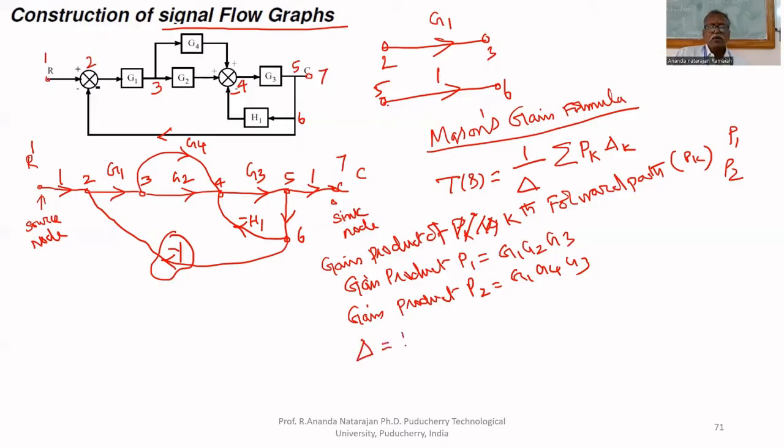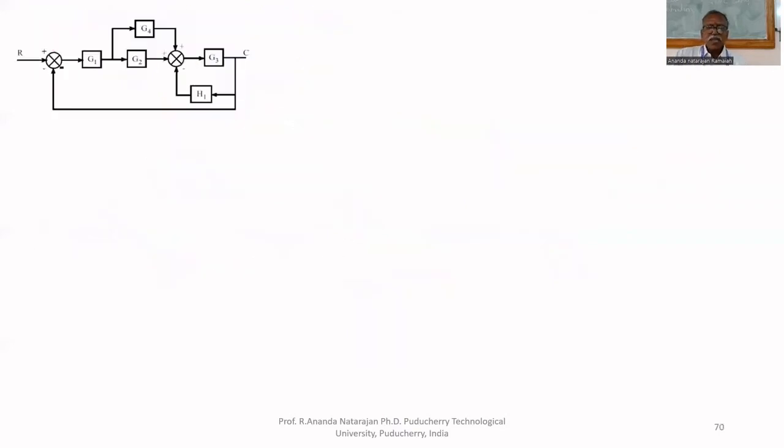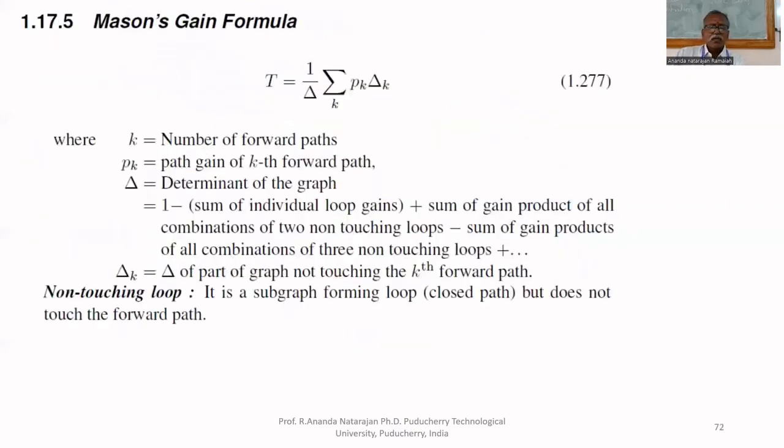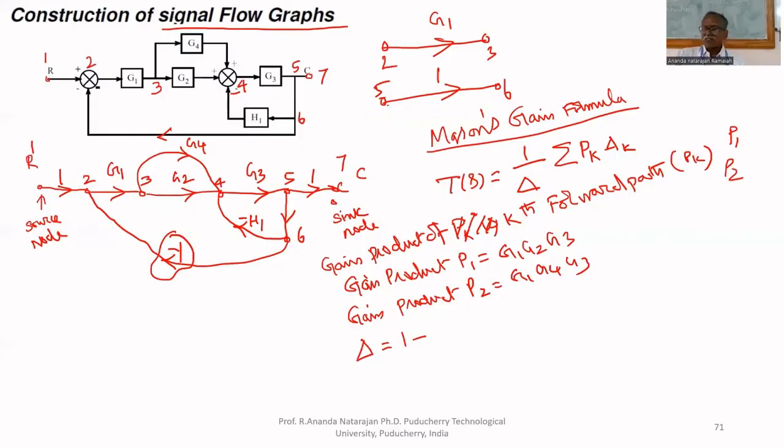What is delta? Delta is the determinant of the graph. But if you know the definition, that is sufficient. Determinant of the graph, delta, equals 1 minus the sum of gain products of individual loops.